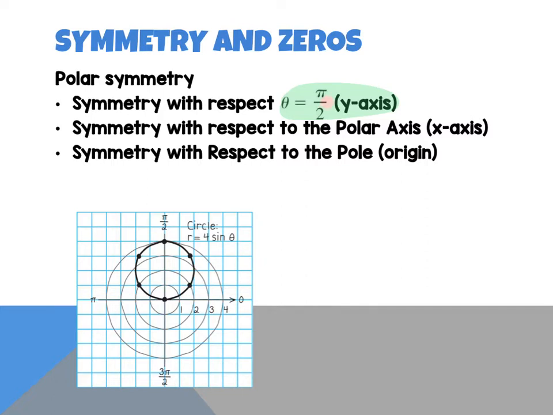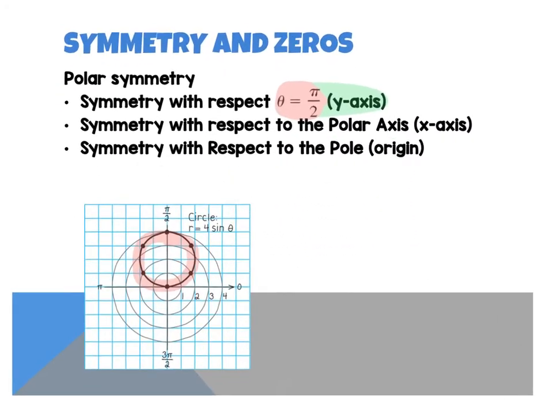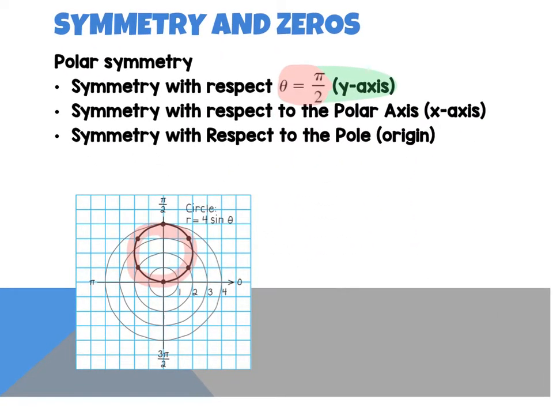So while we used to call it the y-axis, you'll refer to it as theta equals pi over 2. That would be if I folded it along the vertical line, right? Like a hot dog, if I folded it, it would overlap this example. So this is actually very similar to the one that we just graphed. This would be symmetric to the y-axis, which is called pi over 2.